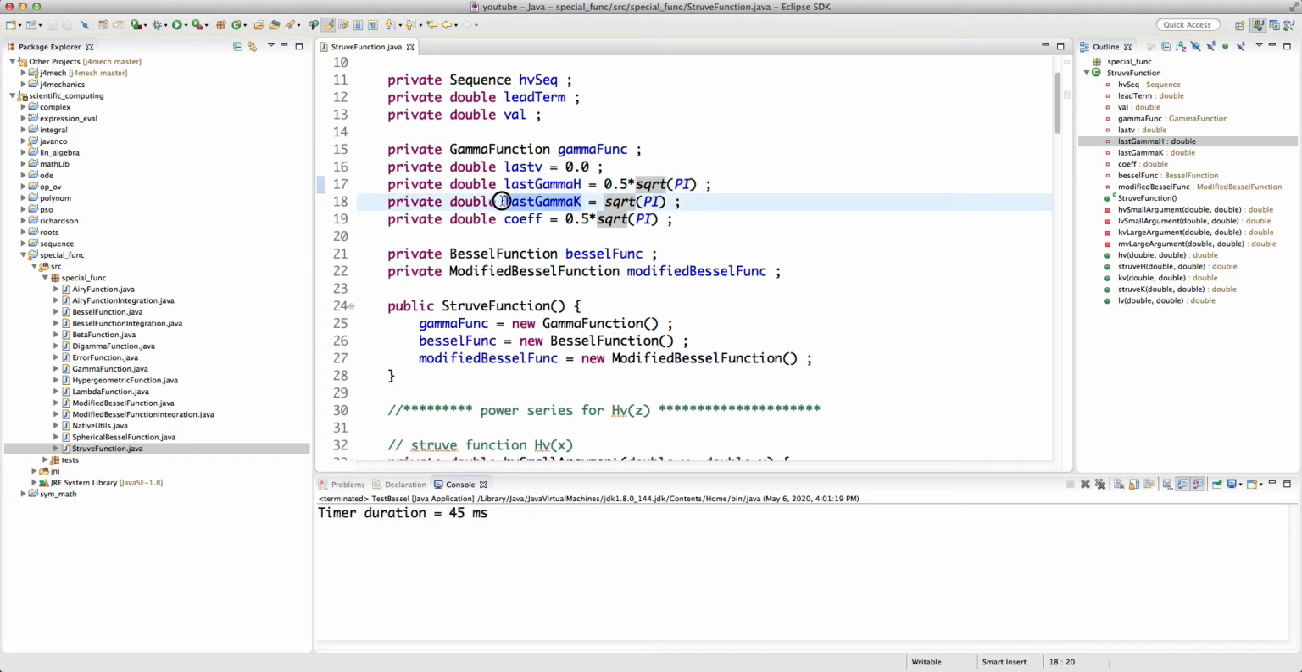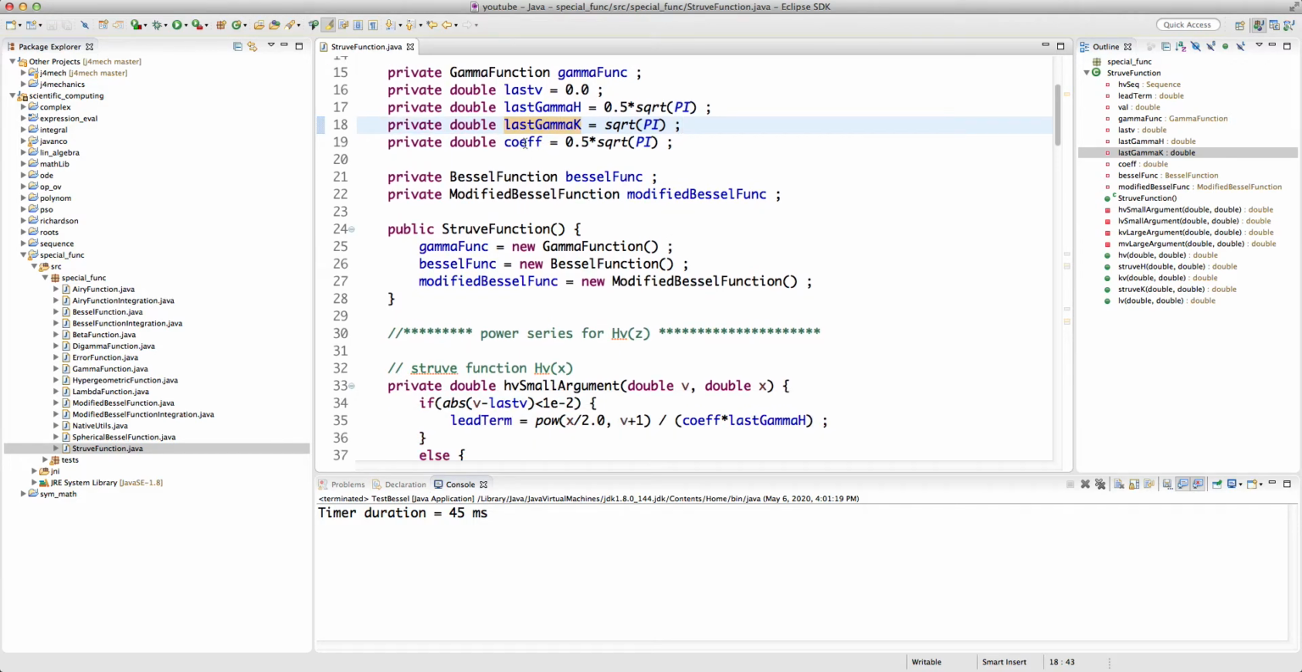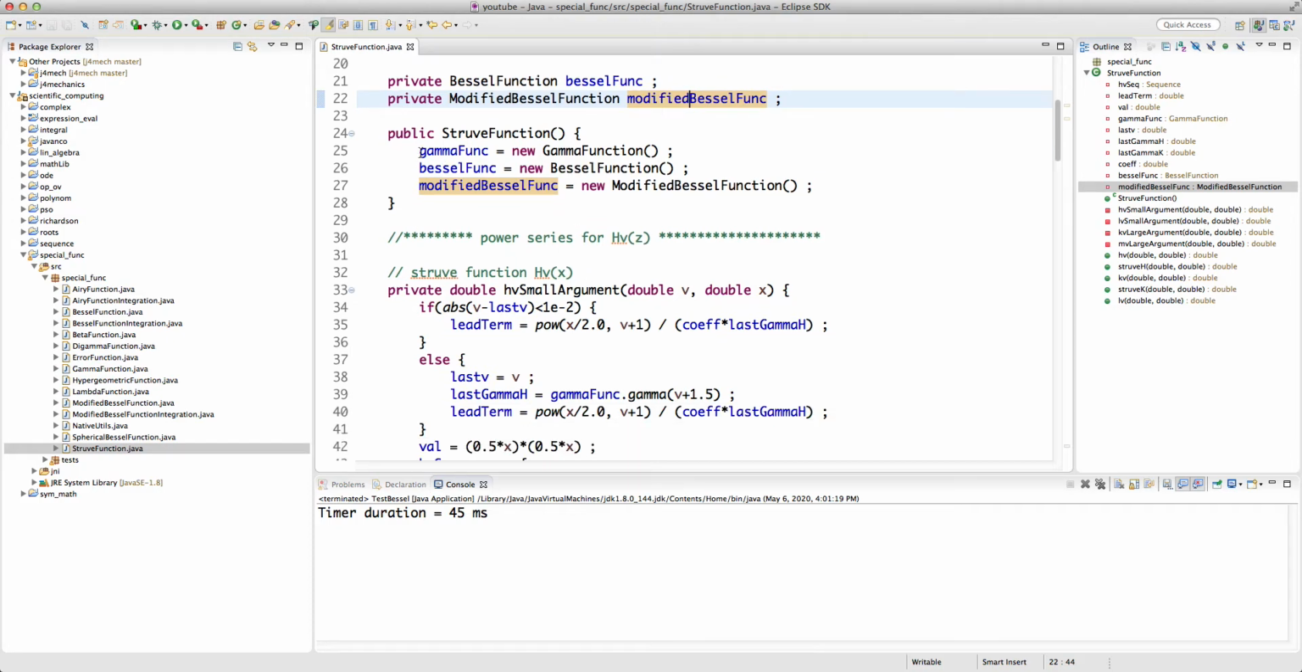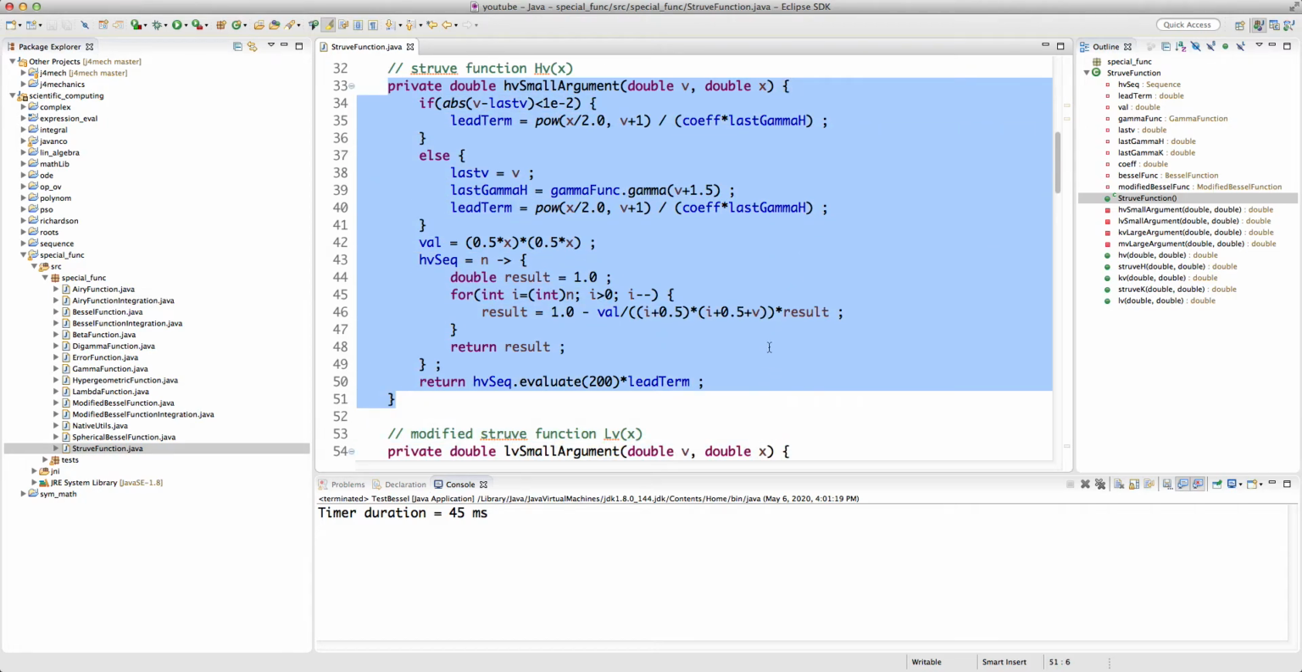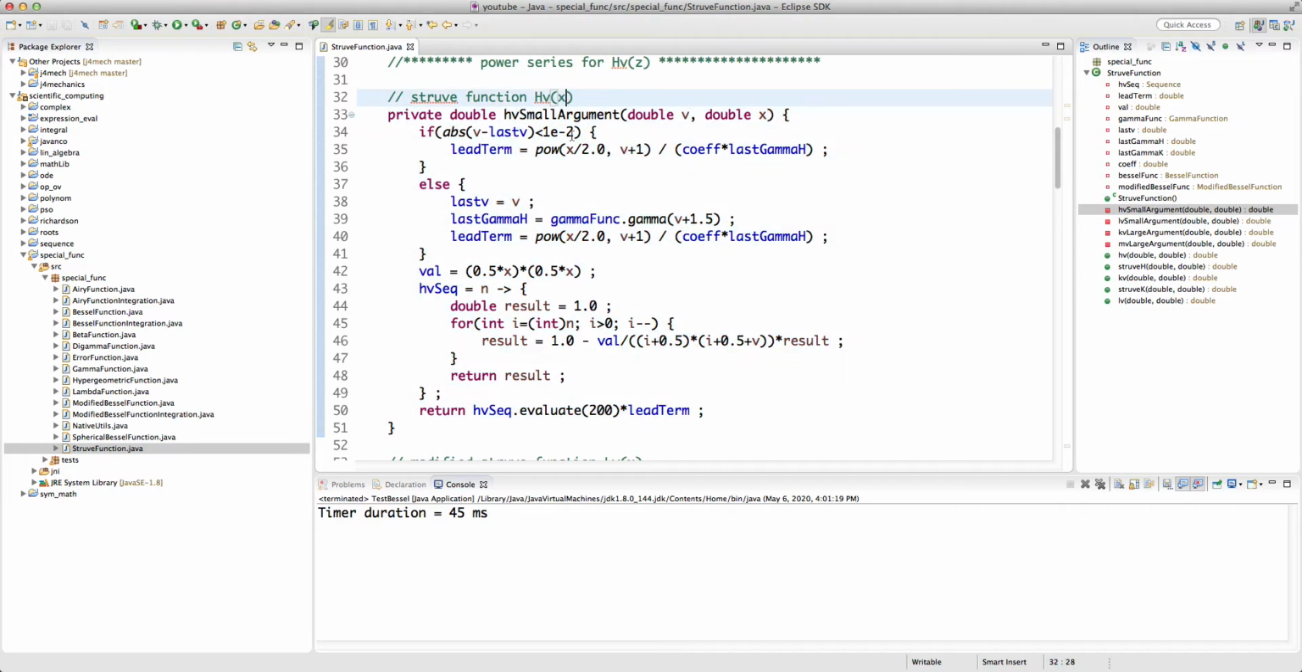For the asymptotic behavior of the K, we factor out gamma of 0.5, which is the square root of pi. And this coefficient is 0.5 times the square root of pi. I have this Bessel function here, and then the modified Bessel functions, and then in the constructor I initialize the gamma function, Bessel function, and modified Bessel function.